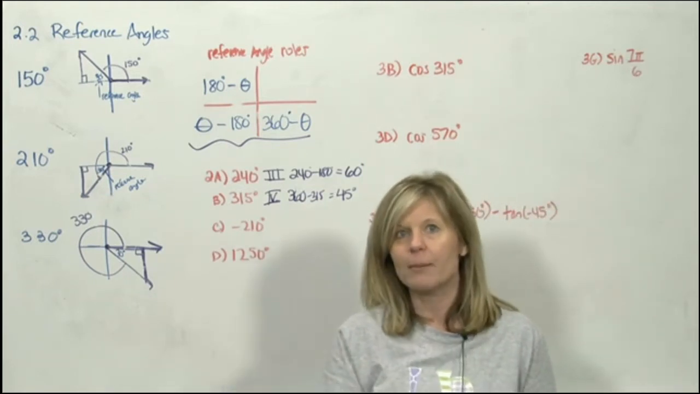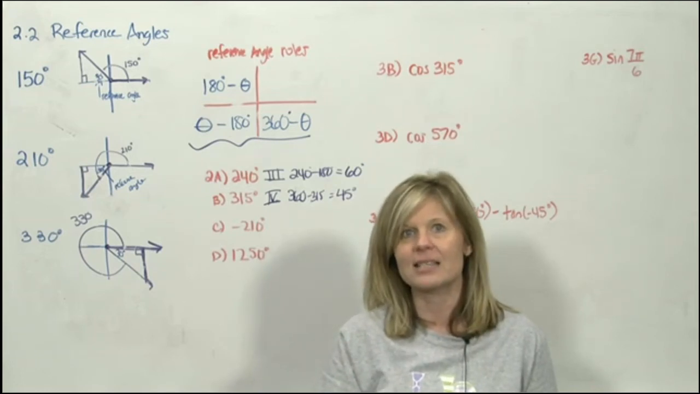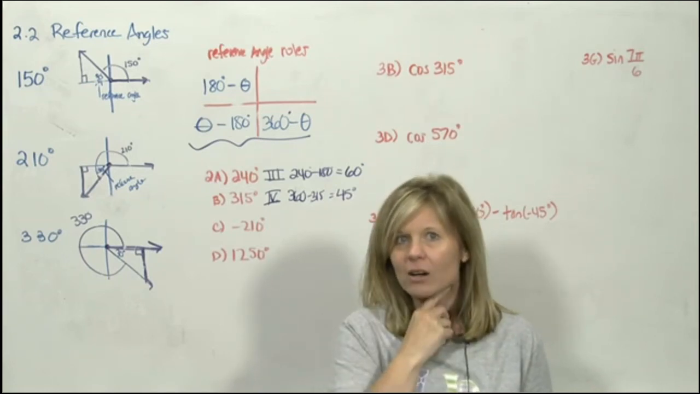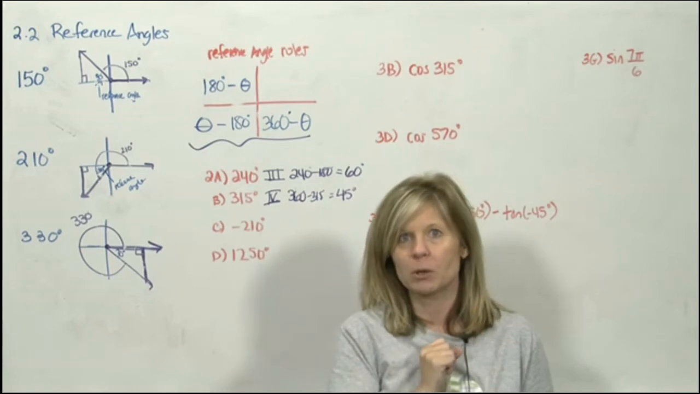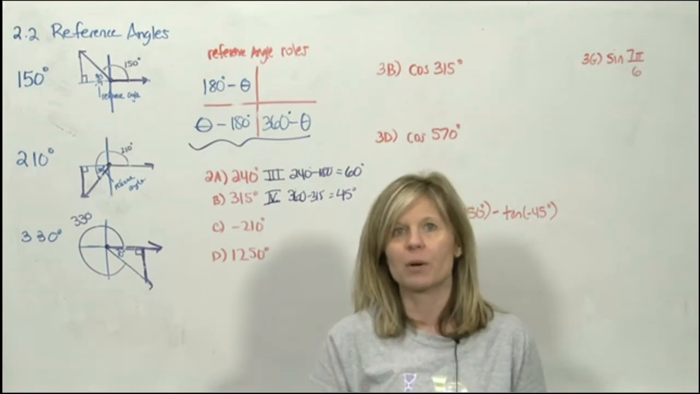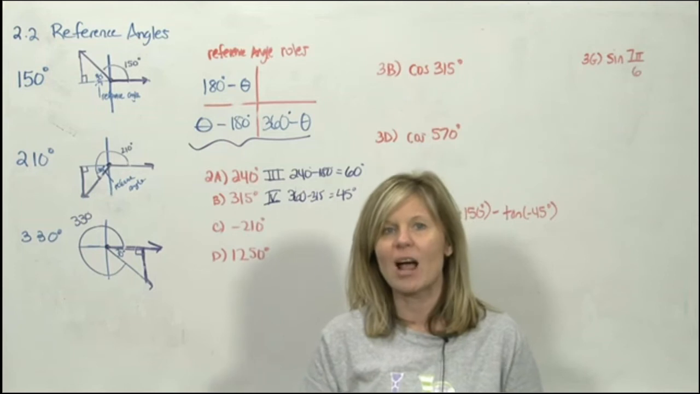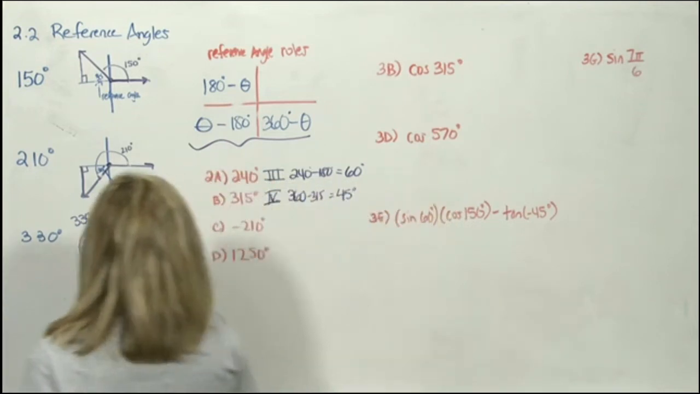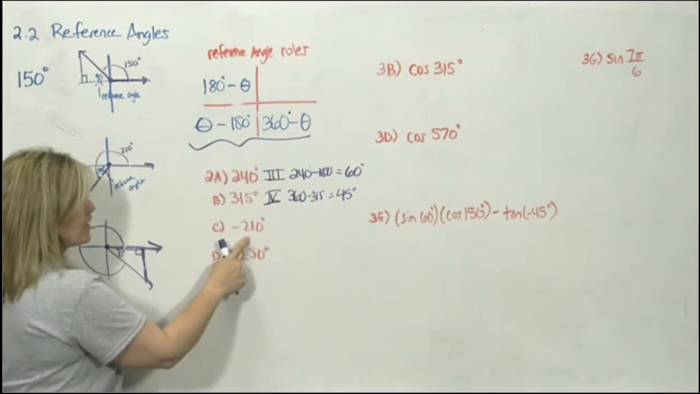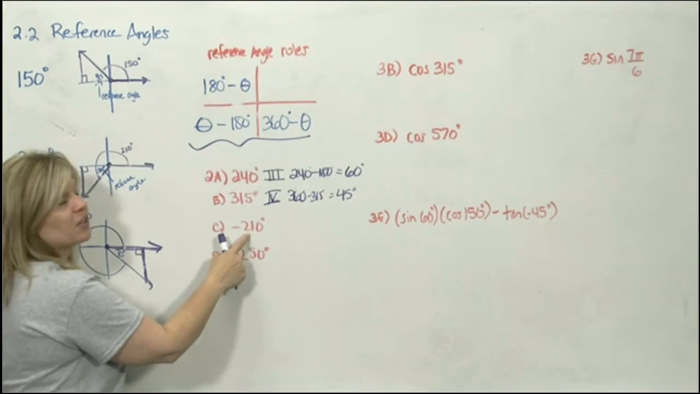Every angle in trigonometry has another angle that lands in its same position. What was that called? Coterminal. How do you find coterminal angles? You either add or subtract 360. So to find a reference angle, the first thing we've got to do is make this positive.